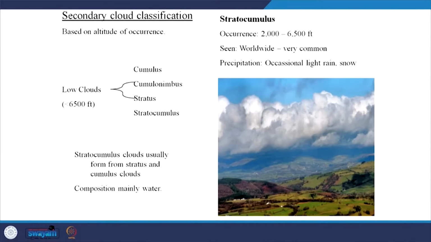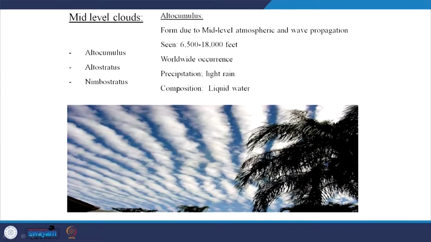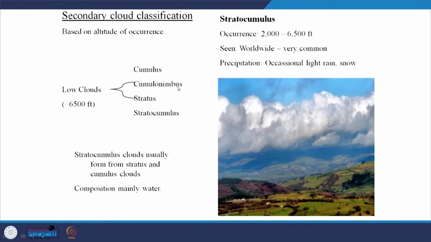So secondary classification of clouds is basically based on the altitude of occurrence. We have seen the low clouds which lie below 6,500 feet: cumulus, cumulonimbus, stratus and stratocumulus. We also saw that we associate a particular suffix, which is called nimbus, only with those types of clouds which can result in the formation of reasonable amounts of precipitation, right.